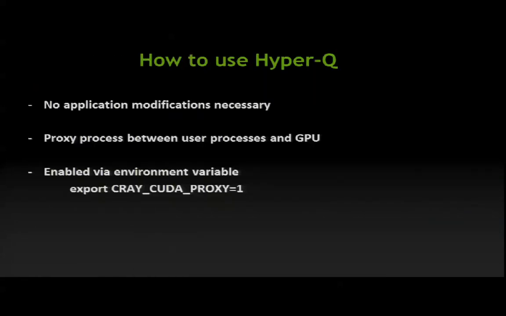And the coolest thing about all that is, even though technically it has to do with the fact that you're now using multiple streams to dispatch the work to the GPU, and it's all being handled nicely by the hardware, all you have to do on a Cray system is to set the environment variable CRAY_CUDA_PROXY to 1. And it will allow you to use multiple MPI ranks on a single node and to let those multiple MPI ranks share the GPU.